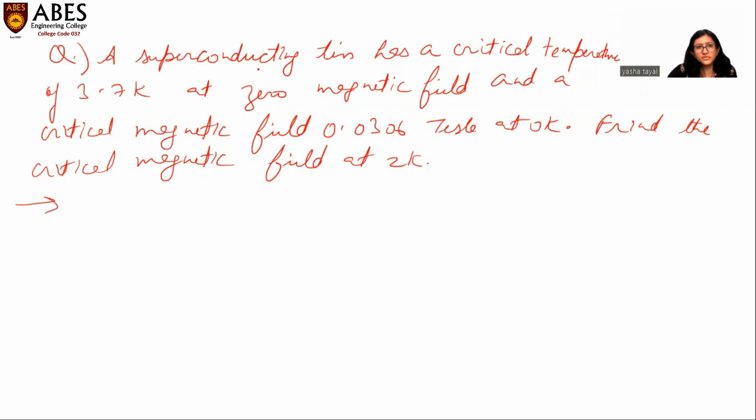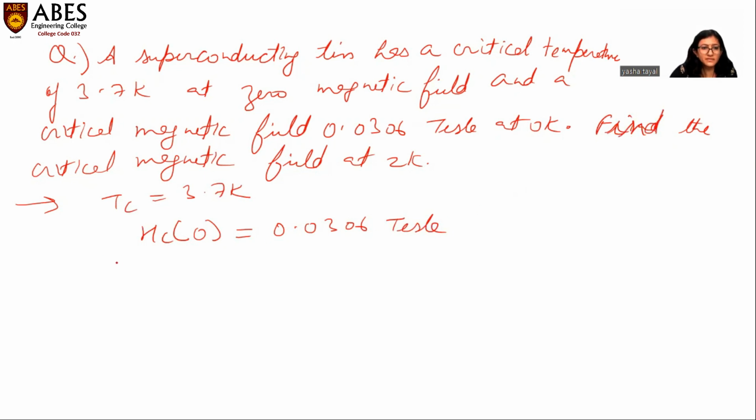First, we need to understand the question. For tin, critical temperature is 3.7 Kelvin, and the critical magnetic field at 0 Kelvin. So here Hc is a function of temperature and temperature is 0 Kelvin. So for that magnetic field is 0.0306 Tesla. So we have to find the critical magnetic field when the temperature is 2 Kelvin.